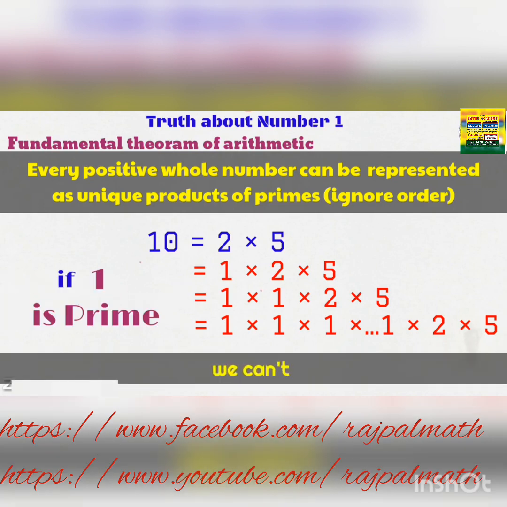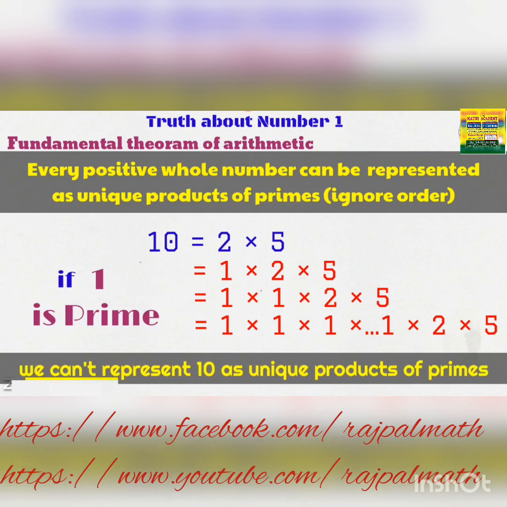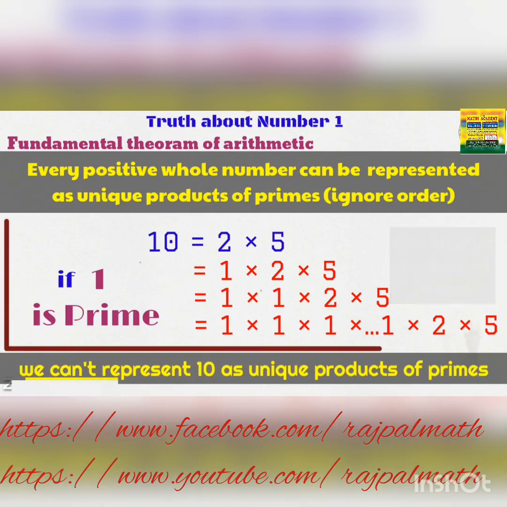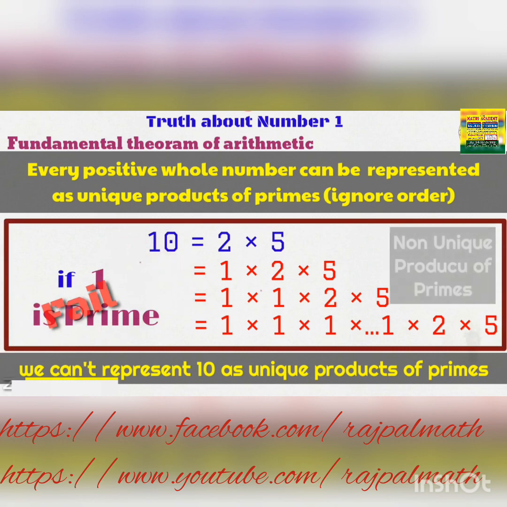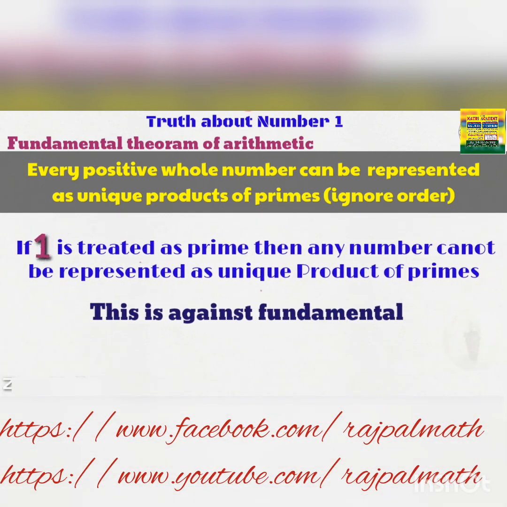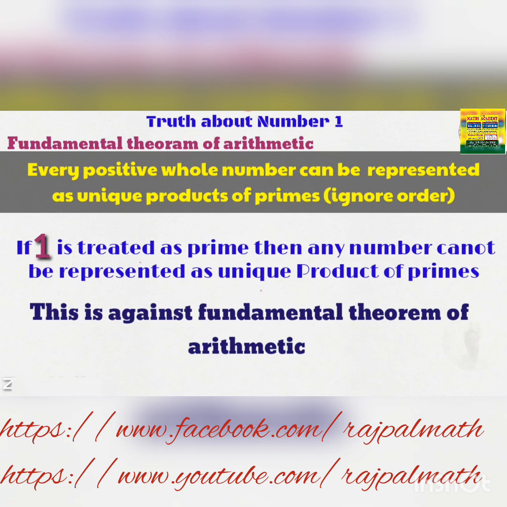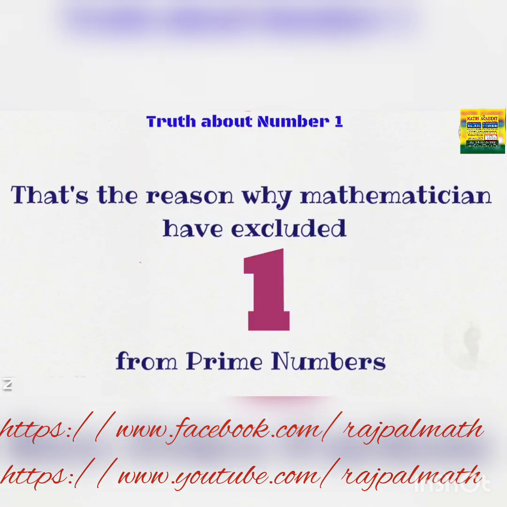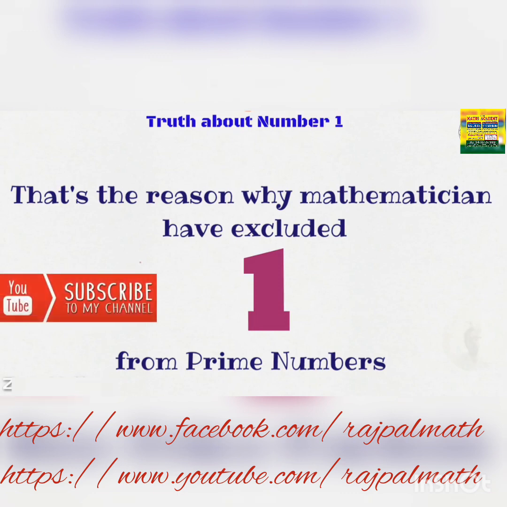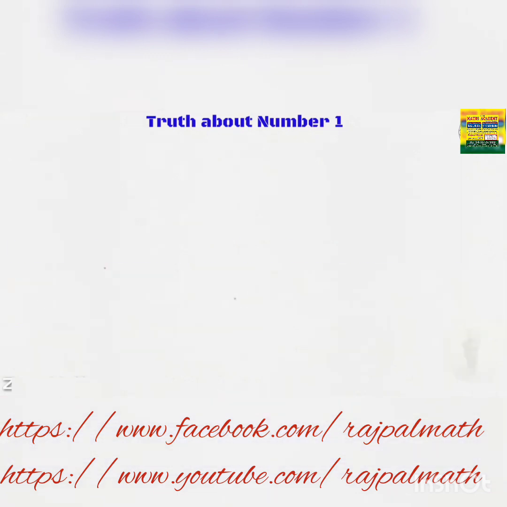Now, if 1 is treated as a prime, then we would not have the unique way of representation of 10 as a unique product of prime numbers. It is against the fundamental theorem of arithmetic. That's the reason why mathematicians have excluded number 1 from the prime numbers.